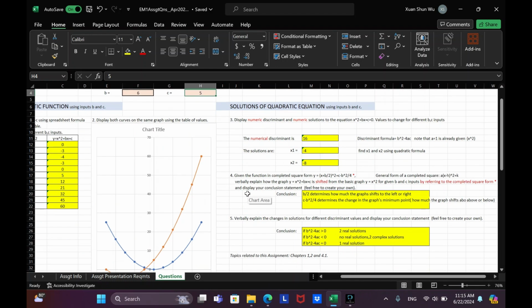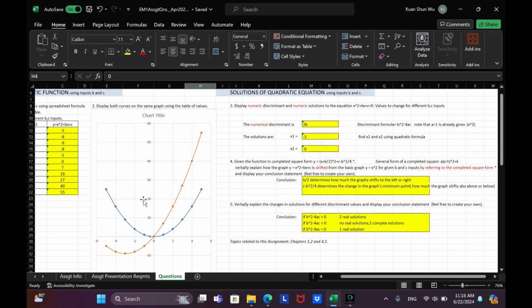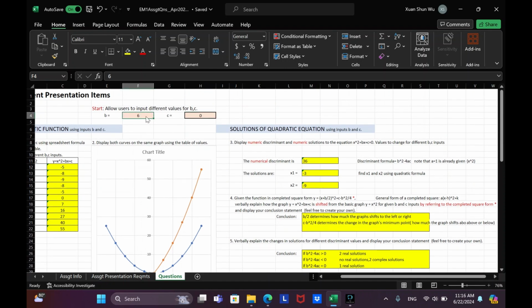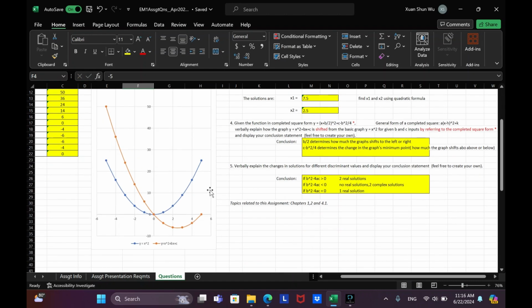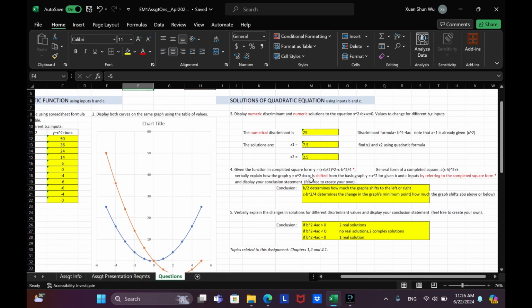For question 4, I'm given a completed square form of y right here. The general form of a completed square is a bracket x minus h squared plus k. If my b is a positive value and my c is 0, the graph will shift to the left. But if my b is negative, let's say negative 5, the graph will shift to the right. Therefore, I can determine that b over 2 is how much the graph shifts to the left or right.